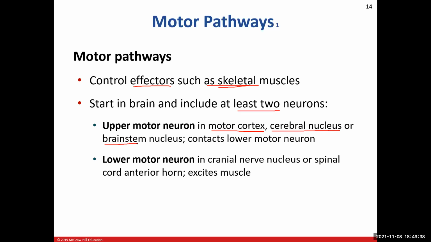And that upper motor neuron will then synapse onto another neuron, and that is what we call our lower motor neuron. Now, our lower motor neuron's cell body is either going to be located in the nucleus for one of our cranial nerves, which is primarily going to be in the brainstem, or in the anterior horn of the spinal cord. And as a result, it's going to stimulate and excite the muscle.